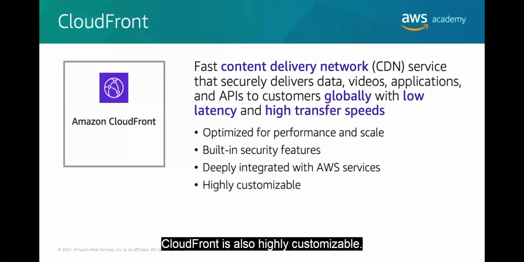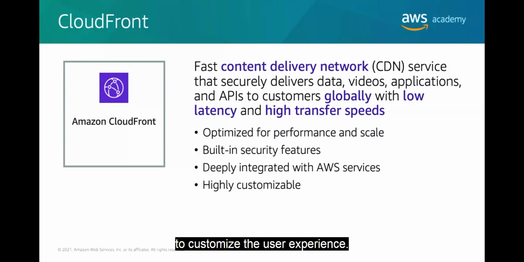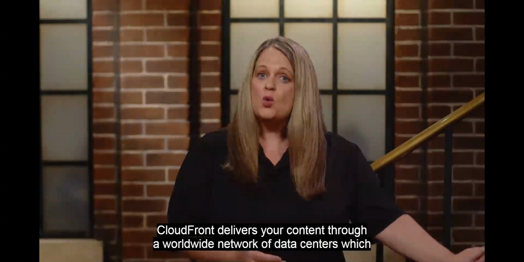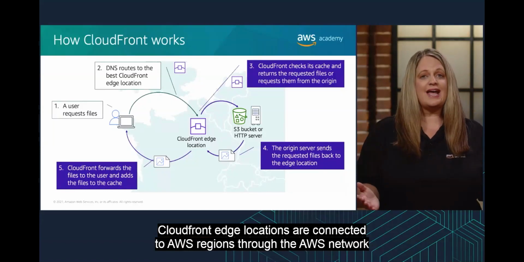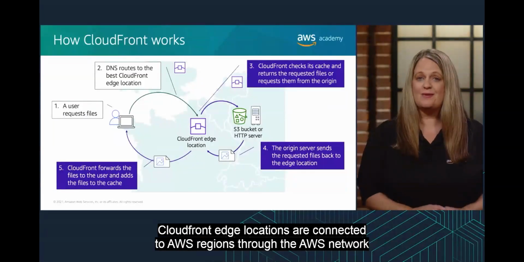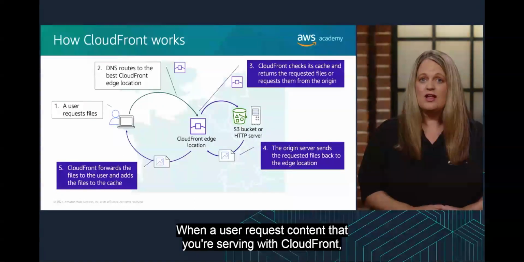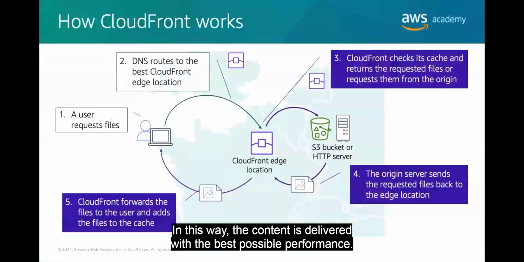CloudFront is also highly customizable. It integrates with Lambda@Edge to run custom code closer to your users and to customize the user experience. CloudFront delivers your content through a worldwide network of data centers, which are called edge locations. CloudFront edge locations are connected to AWS regions through the AWS network backbone. When a user requests content that you're serving with CloudFront, they're routed to the edge location that provides the lowest latency. In this way, the content is delivered with the best possible performance.